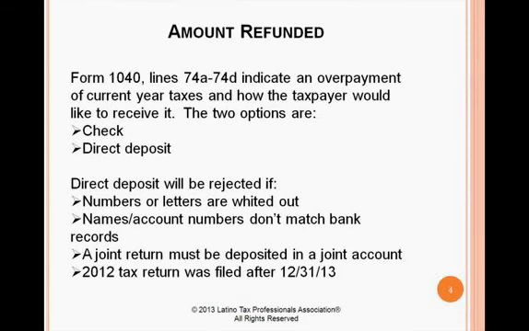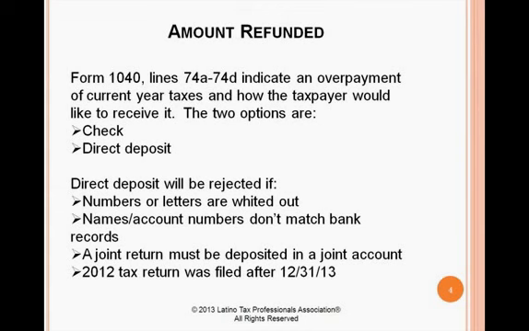Form 1040 lines 74A through 74D indicate an overpayment of current year taxes and how the taxpayer would like to receive it. The two options are check and or direct deposit. Now, direct deposit will be rejected, we are referring to electronically filing and or could be mailed in, if the numbers or the letters are whited out on a mailed-in form, or the names and the account numbers don't match the bank records. Also, a joint return must be deposited in a joint account.